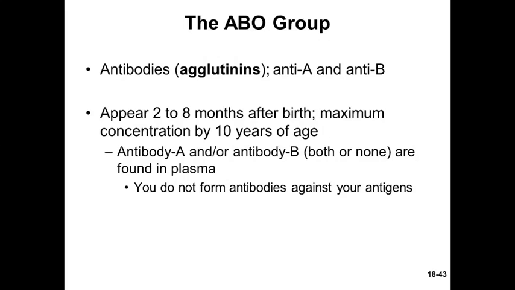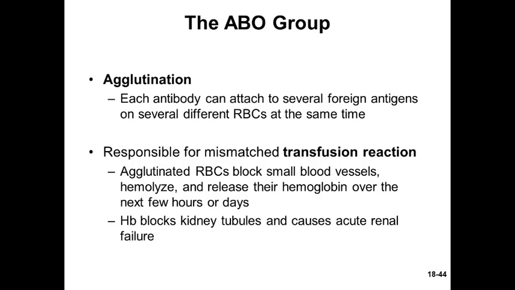So if you have the A antigen, then your body, its immune system, would be comfortable with that, but would make the antibody against the B and vice versa. You would not form antibodies against your own blood type normally. When an antibody and an antigen of the same type do come in contact, it does lead to agglutination, which is what happens in a mismatched transfusion reaction.